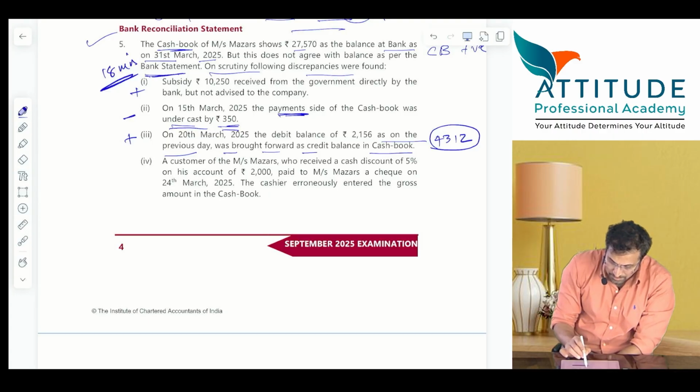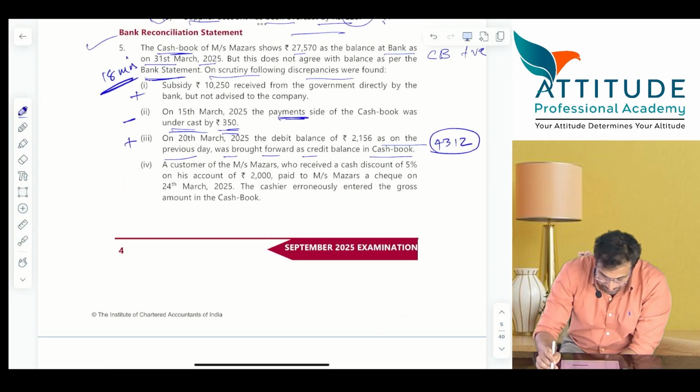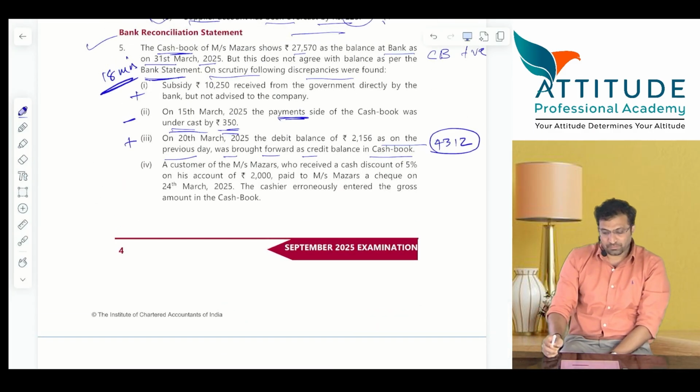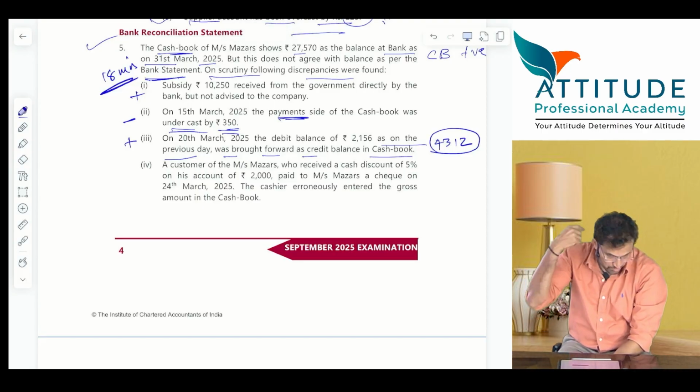A customer of Mazars who received a cash discount of 5% on his account for rupees 2000 paid to Mazars a cheque on 24th, and the cashier erroneously entered the gross amount in cash book. Where the balance is more, where the balance is less.